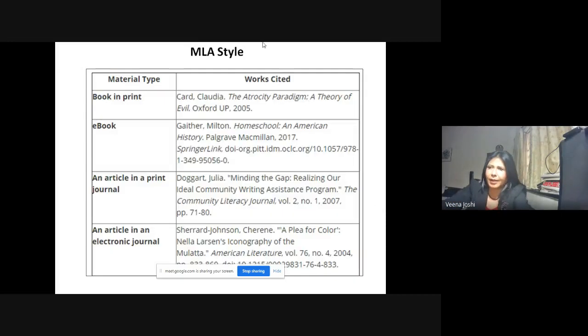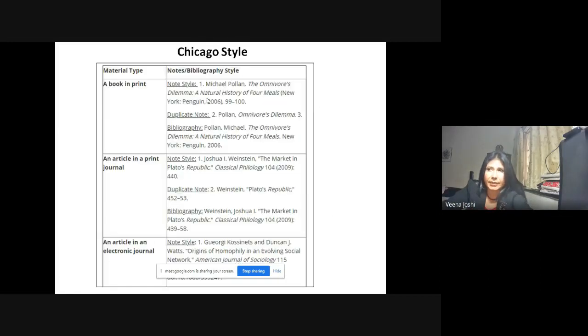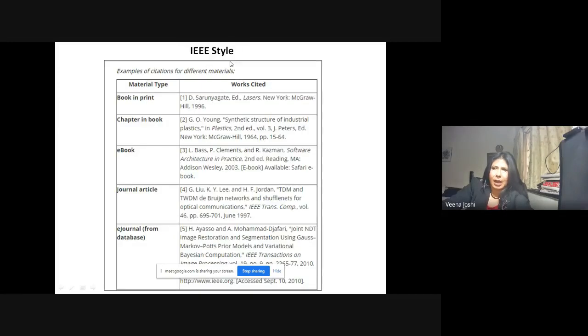MLA style. Look at this style. You don't have time to read them, and I hope you are taking screenshots so you read it afterwards. Chicago style. IEEE style.